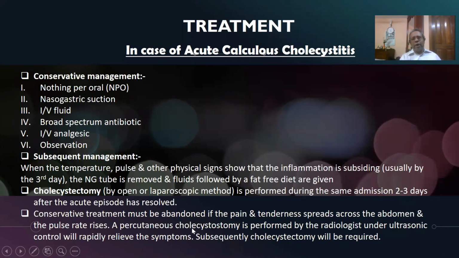rate rises. A percutaneous cholecystostomy is performed by a radiologist under ultrasonic guidance control with rapid relief the symptoms, and subsequently cholecystectomy will be required. These, if the facilities are available there, in that cases may be done.